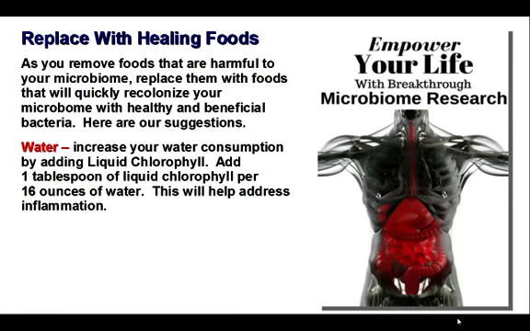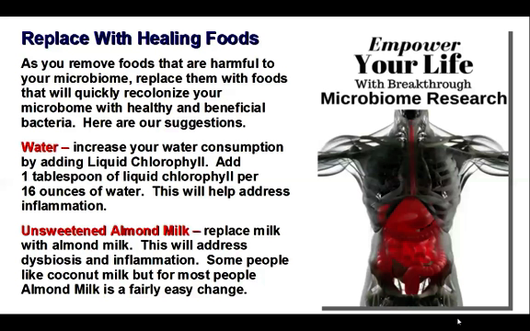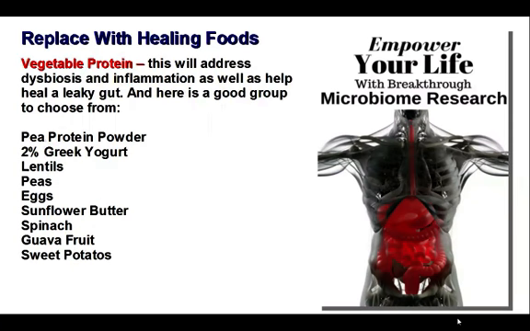This will address inflammation. Unsweetened almond milk. Again, replace your milk, especially if it's dairy milk, with almond milk. This will address dysbiosis and inflammation. Some people like coconut milk, but for most people, almond milk is a fairly easy change. Incorporate vegetable protein. This will address dysbiosis and inflammation as well as help heal a leaky gut.